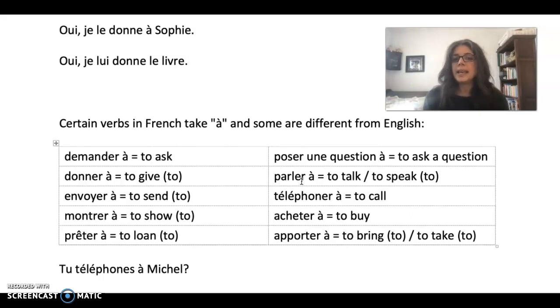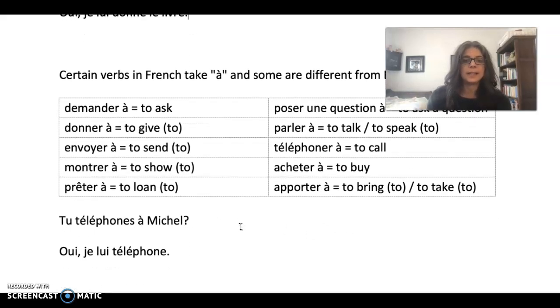All right. You parlez à quelqu'un. You talk to someone. Here's a funny one. You téléphonez à quelqu'un. You telephone to them. You make a phone call to them. So they use à in French with téléphoner. You achetez à quelqu'un. This one's also different. You can buy something for someone, and the for someone is introduced with à in French. You apportez quelque chose à quelqu'un. You take something to someone. That's the same as in English.